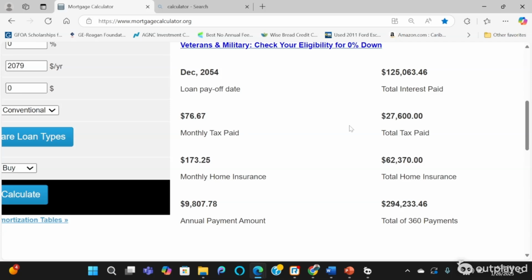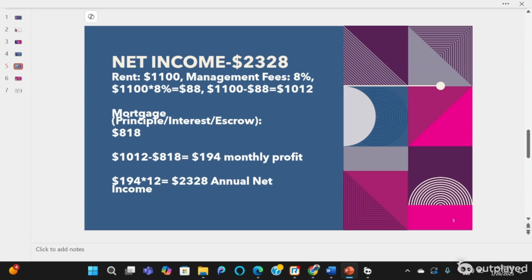All right, so now let's get back to the slide. Let's find out what your net income is. When you're trying to find out cash on cash return, one of the main numbers we need to know is, what is your net income?